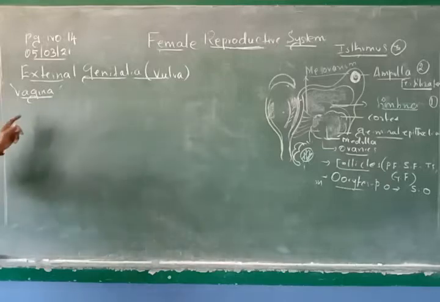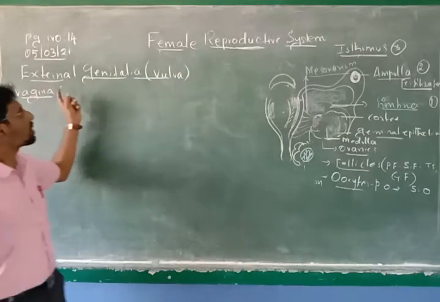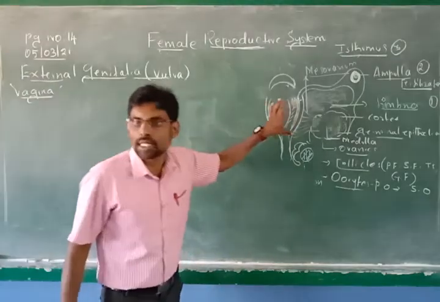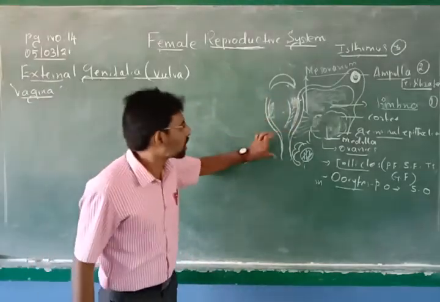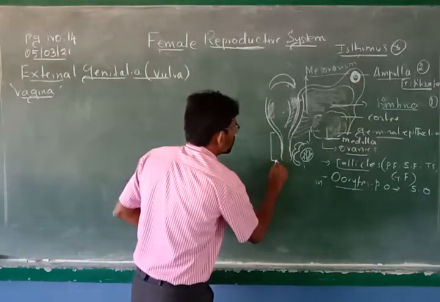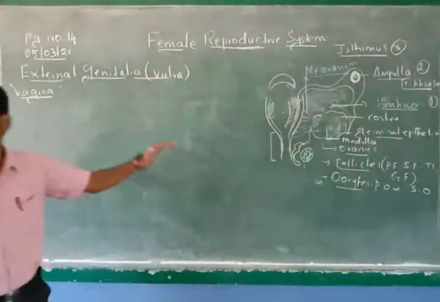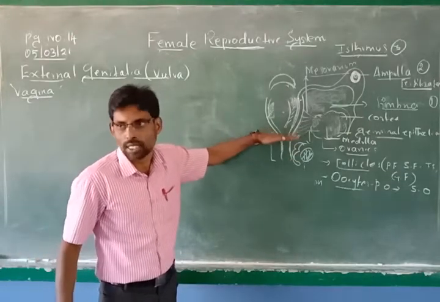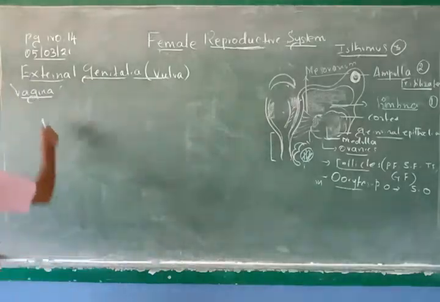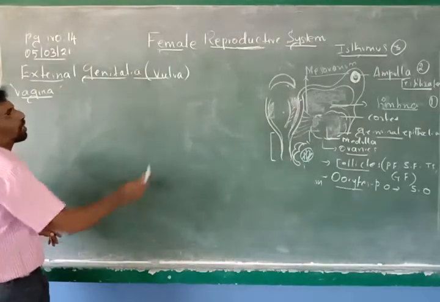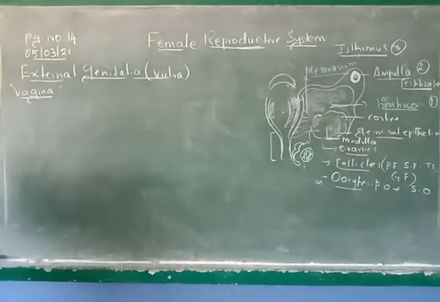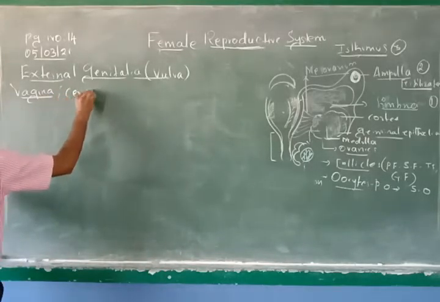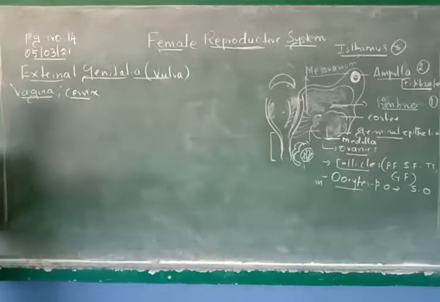So the next one we will concentrate on is the external genitalia. That means up to the uterus is what we have focused on. Now we are going to study this area, the external part. Up to this it is inside the body. Now this is the external part, what is there outside the body. So that is called external genitalia, or otherwise called the vulva. Okay, and here we are going to talk about the vagina, the cervix and all this. So these are the things that we are going to study.